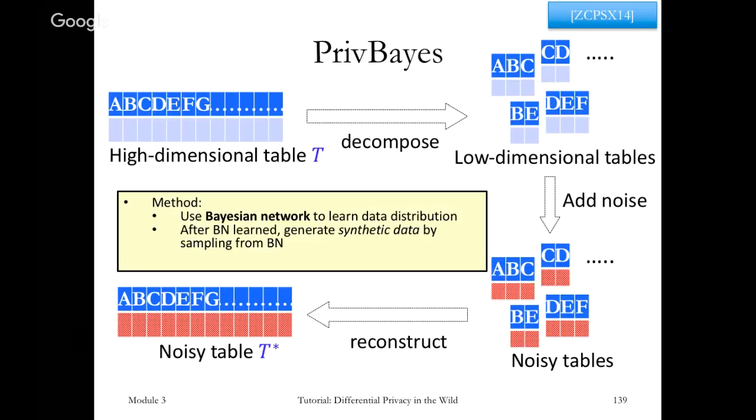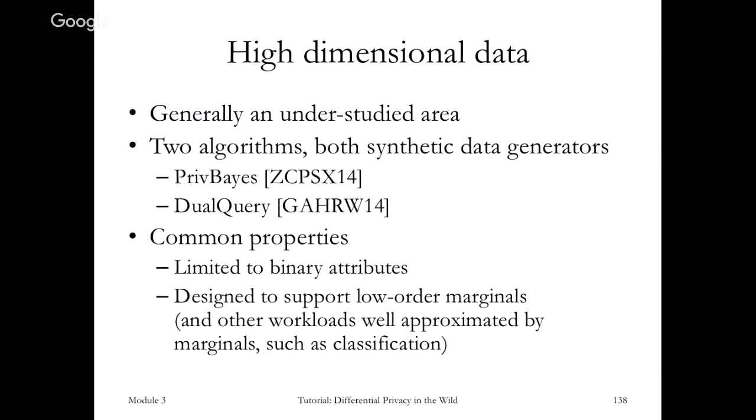Let's see. Maybe in the interest of time, I'll skip over. I'll just mention there's some work on higher dimensional data. So this was all focused on low dimensional data. There's been work on taking things like Bayes-net structures and adapting them to make them differentially private.